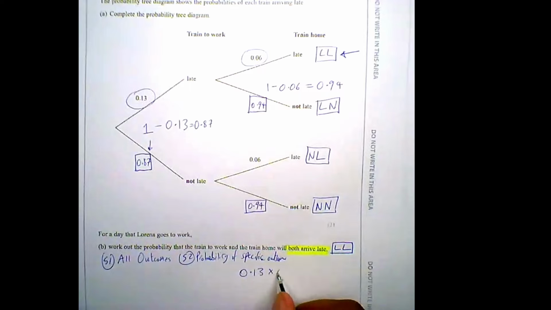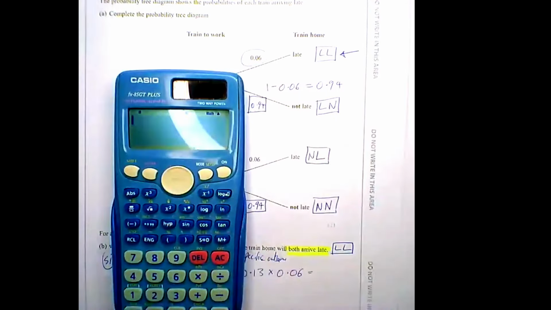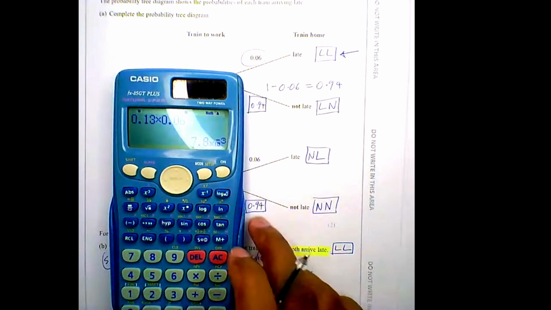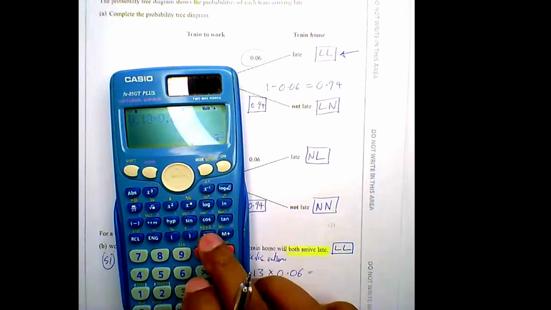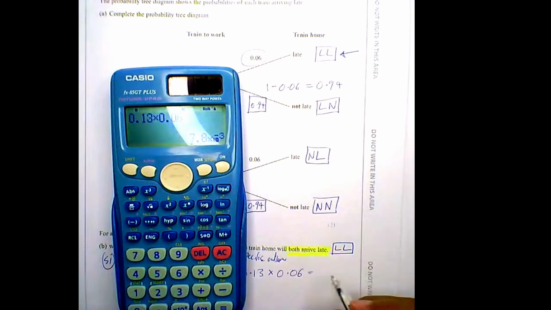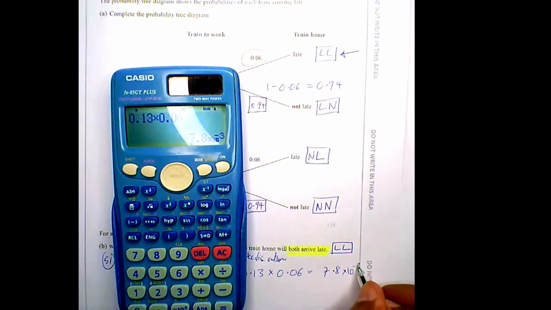0.13 times 0.06. Get my calculator out. 0.13 times 0.06. And that gives me 7.8 times 10 to the power minus 3. So I'll write this out because my calculator is displaying it like that.